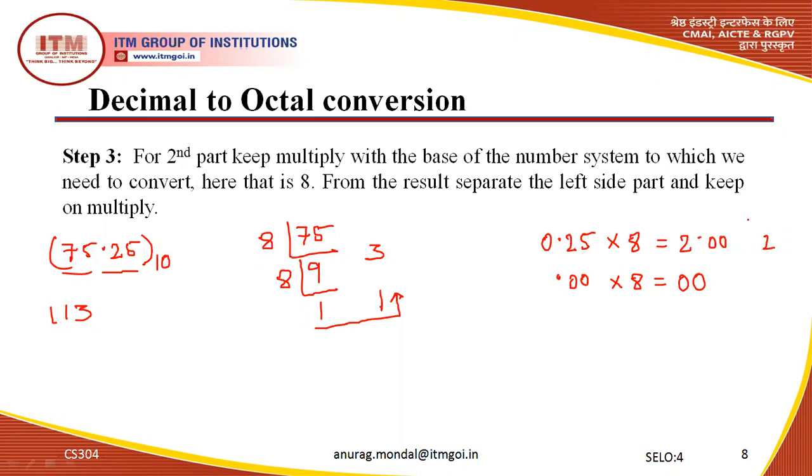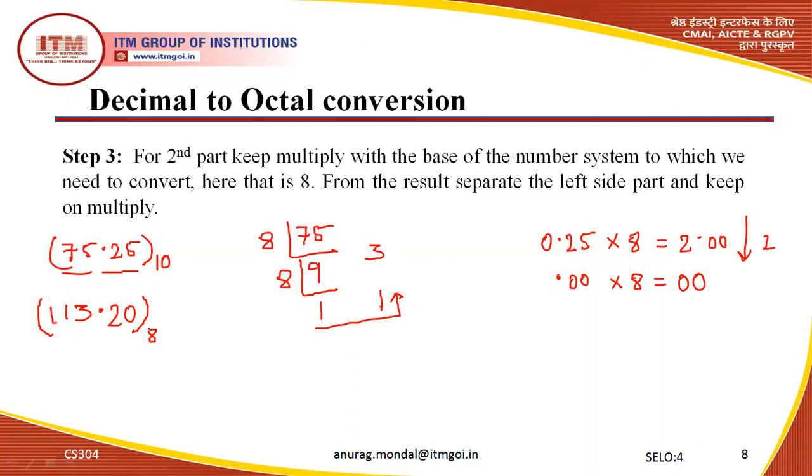Now how can we write from the upward to the downward? So we write down here only 2, 0, because if we write down some 0 over here, that 0 doesn't have any meaning. Whatever we multiply with 0, that becomes 0. So the octal equivalent of 75.25 is 113.20. That is the octal number.